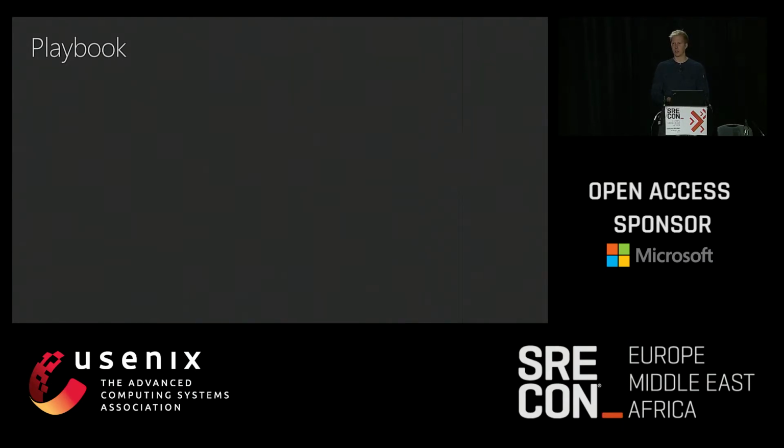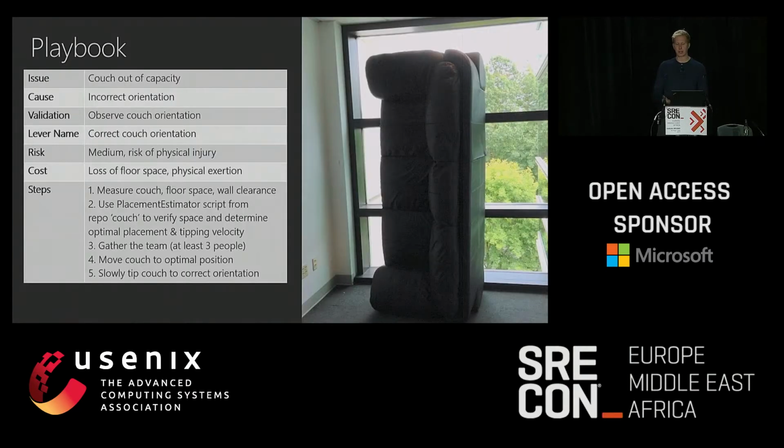So let's run through a quick example. Let's say that we had a couch run out of capacity due to incorrect orientation. So luckily, we've considered the situation ahead of time, and we can avoid a person injuring themselves or consider the loss of floor space to correct this issue. Your playbook might look a little bit like this if you were to do that.